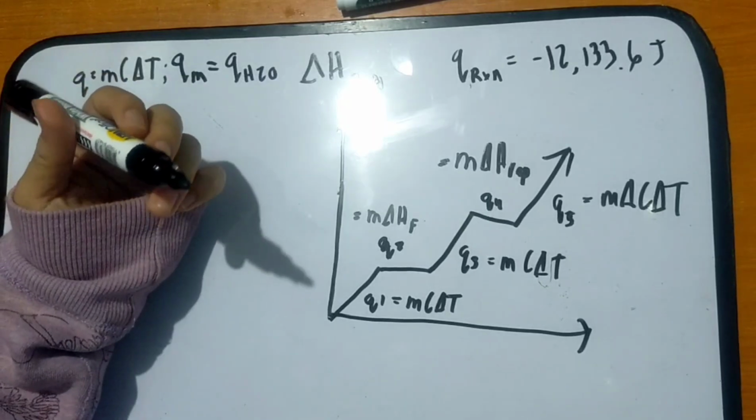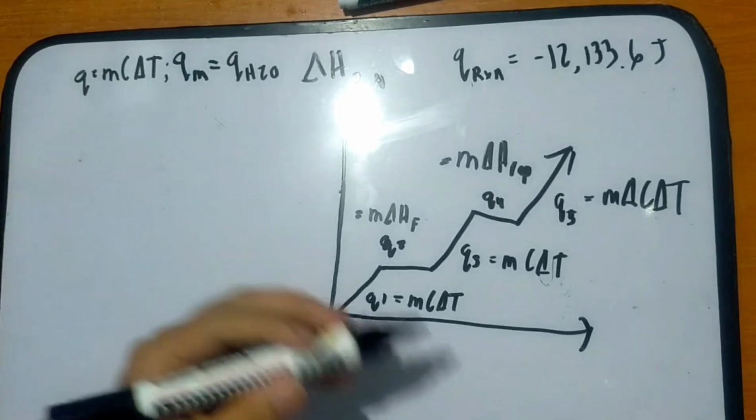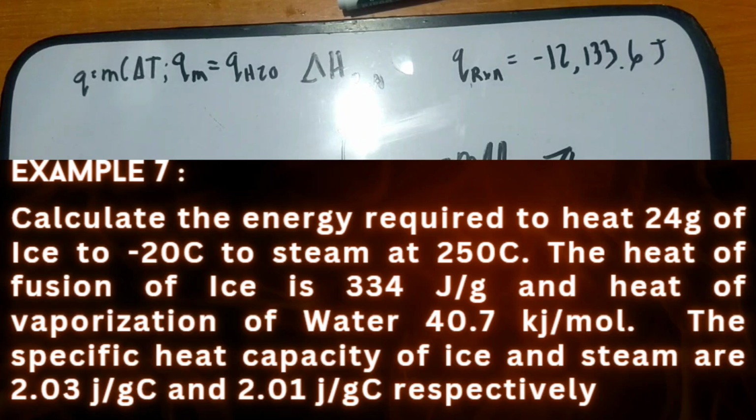So, ngayon, babasahin natin yung given here. So, bakit ganito? So, calculate the energy required to heat 24 grams of ice to negative 20 degrees Celsius, to steam at 250 degrees Celsius. The heat of fusion of ice is 3.34 joules per grams, and heat of vaporization of water is 40.7 kilojoules per mole. The specific capacity of ice and steam are 2.03 joules per gram Celsius and 2.01 joules per gram Celsius respectively.